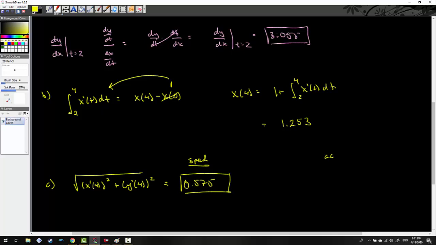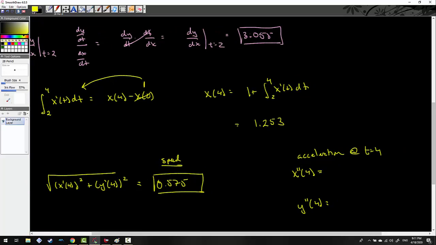Now for our acceleration at time equals 4, what I'm going to do is find x double prime of 4 to equal something, and then y double prime of 4 to equal something. And for that, in the calculator, that's just the derivative at a point option, so I'll just go ahead and tell you guys what it is. It's negative 0.041, and then 0.989, whoops, not 988, 989.